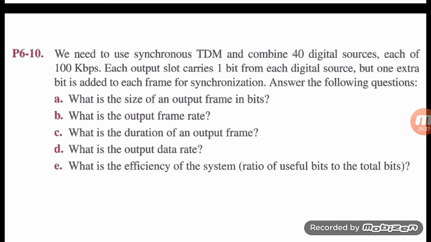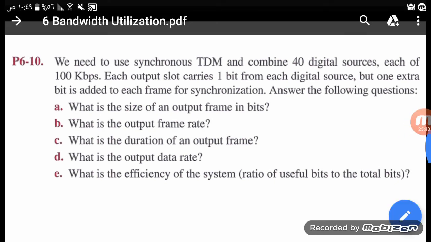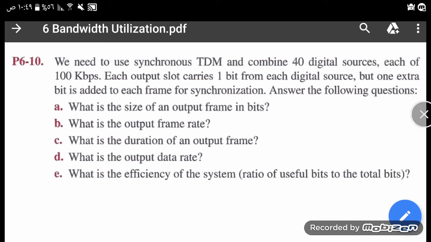What is the output data rate? Yes, 4.1 mega. What is this? Mega, not baud, bits per second. You're talking about bit rate, not signal rate. Data is bits.